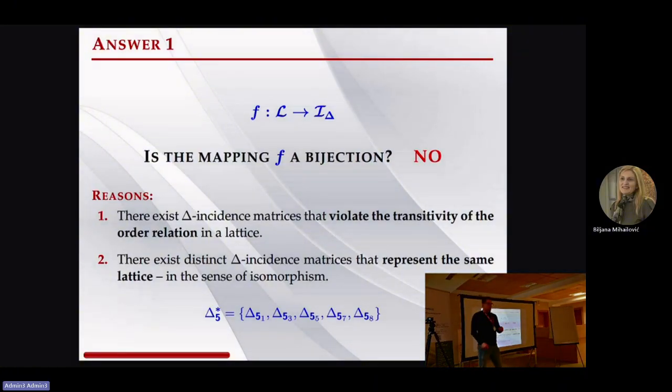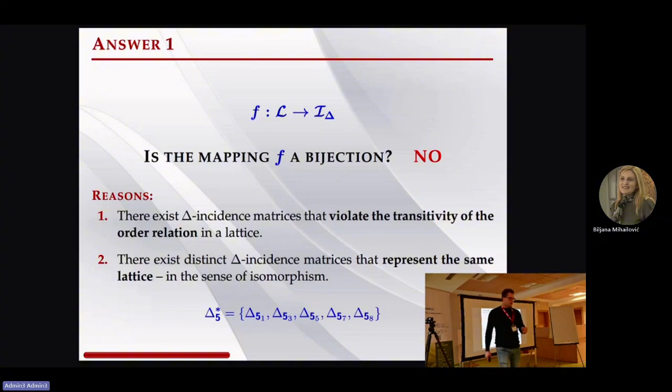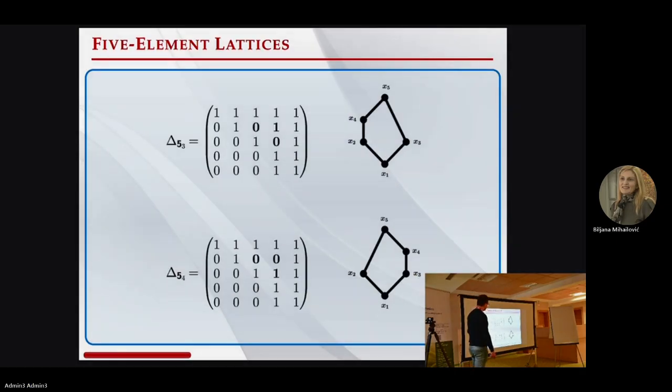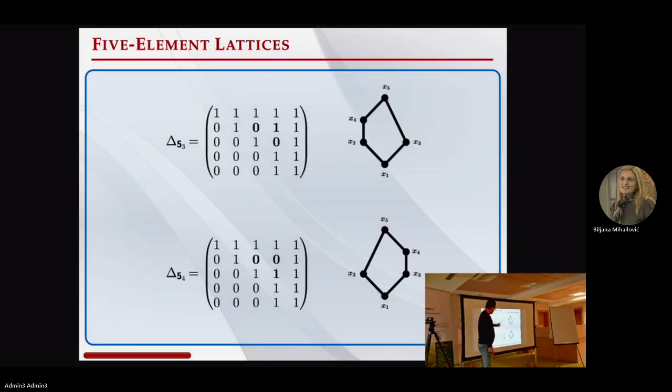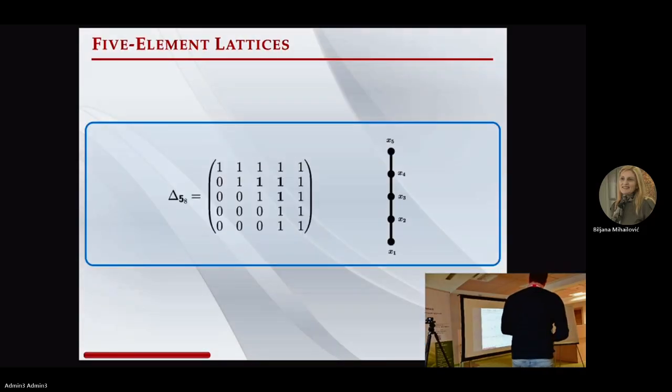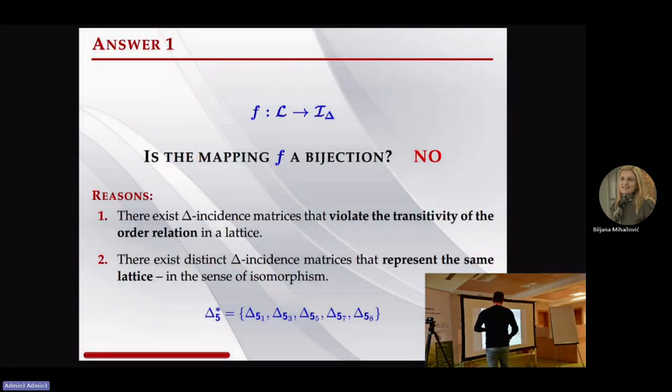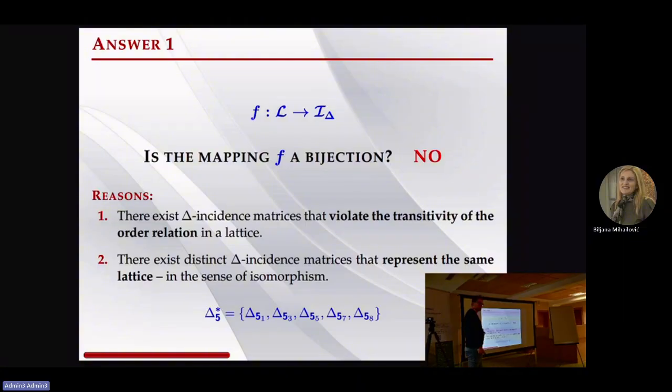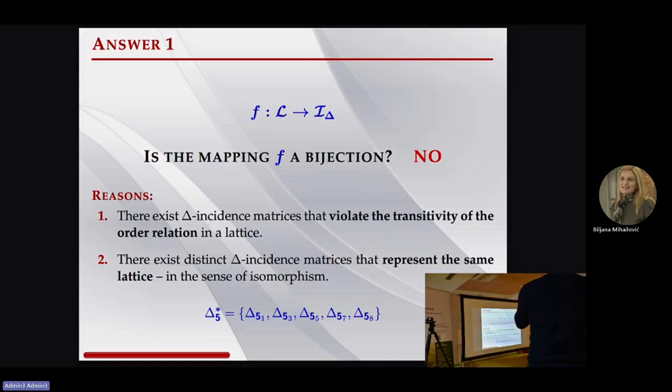We have 2 reasons for that. First, there exist matrices that violate the transitivity of the order relation. And second, there exist different matrices that represent the same isomorphic lattice. So we have to remove these matrices, and we get this set of all non-isomorphic 5-element lattices.